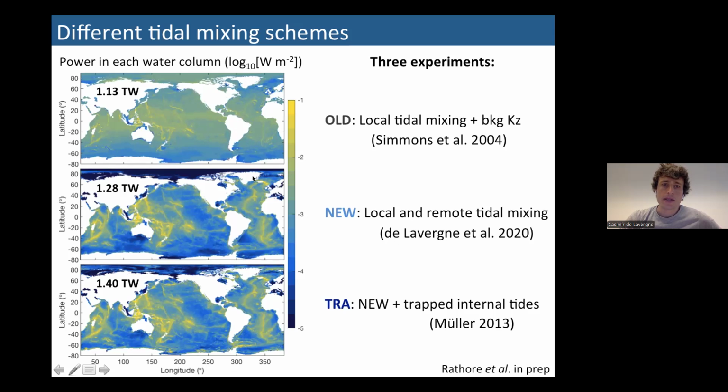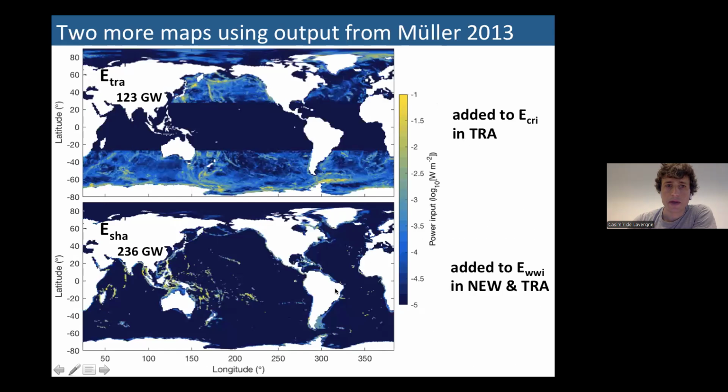But the bottom line is that we find fairly weak sensitivity of the ocean state to these different mixing schemes, partly because the bulk mixing is very similar. When you use the background diffusivity of 10 to the minus 5 plus the local bottom intensified mixing, you get fairly similar amounts of mixing averaged over a basin. And that means you get the same kind of response.